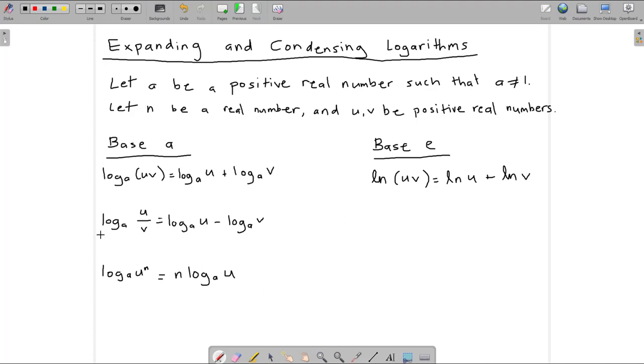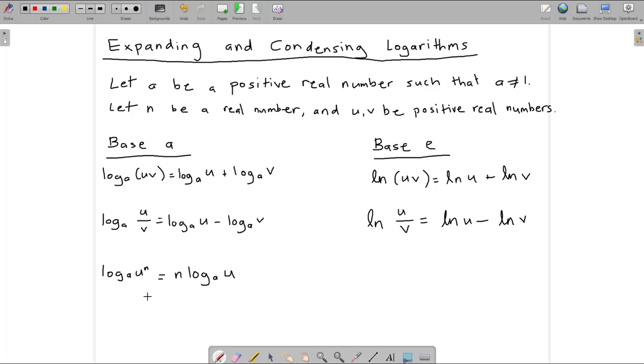Alright, going back over to our base a, if we have a quotient, log base a of u over v equals log base a of u minus log base a of v. So if we have a quotient, we can separate it into a difference of the top minus the bottom. And I'll write the same one for natural logs over here. Natural log of u over v equals natural log of u minus natural log of v.